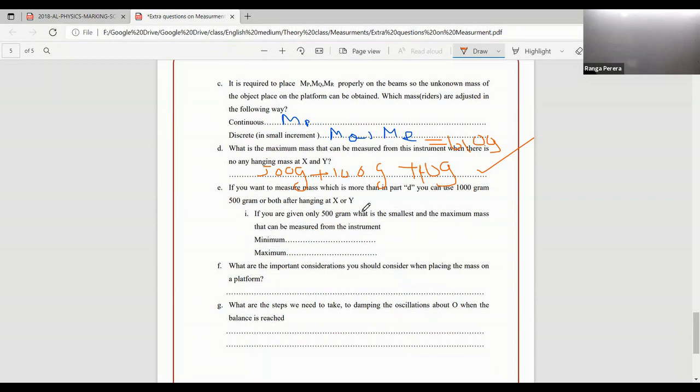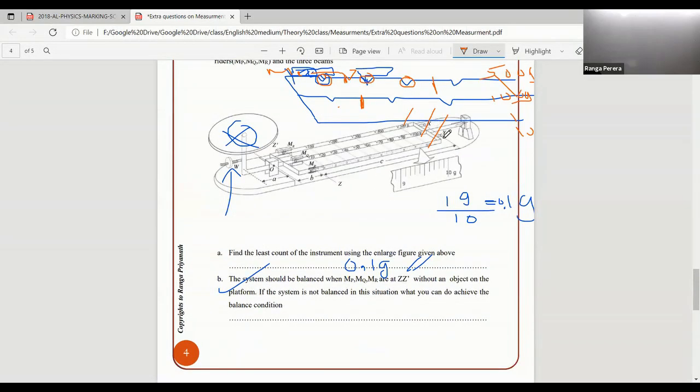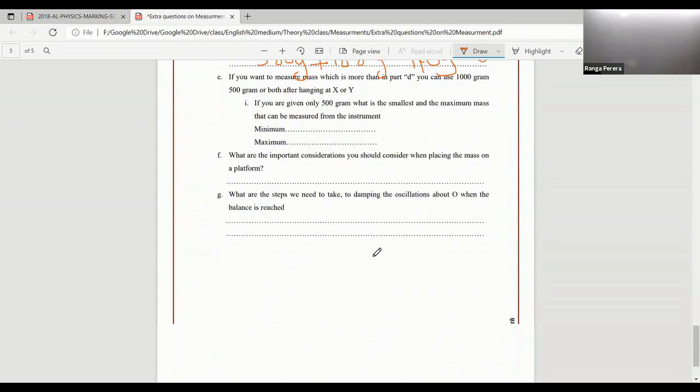If you want to measure a mass more than that, that means more than 610 gram, you can use 1000 gram or 500 gram or both, hanging at x and y, x or y. You can hang it at that point or there if you want to measure more mass.